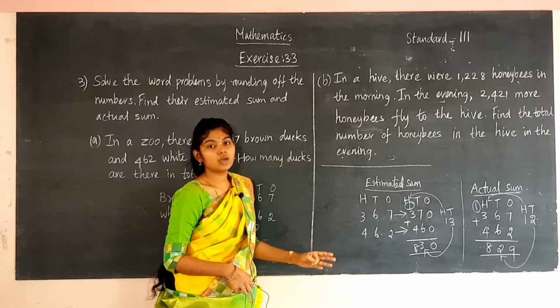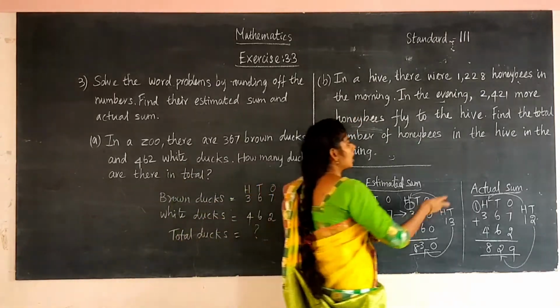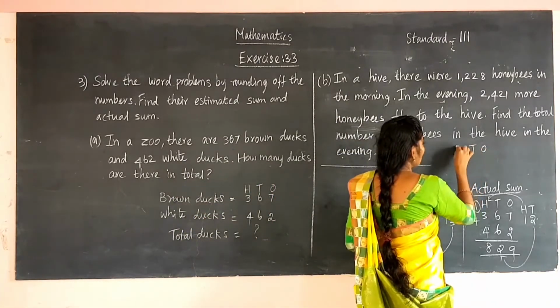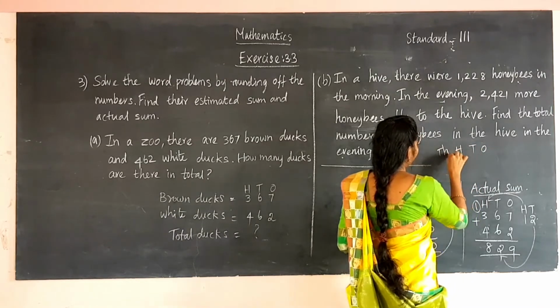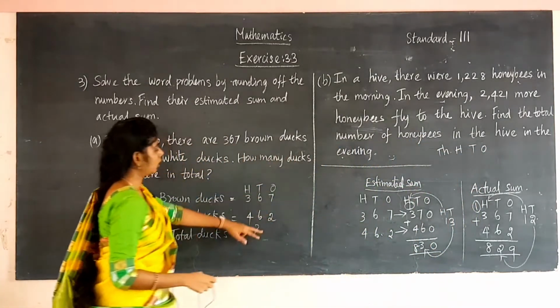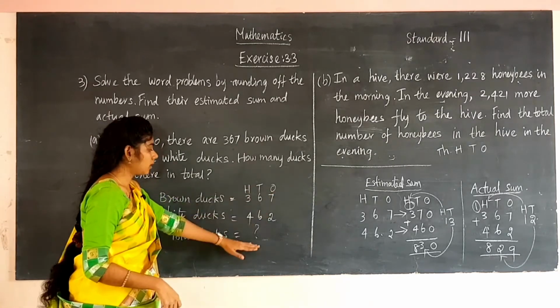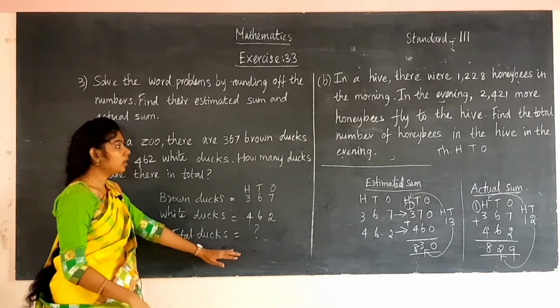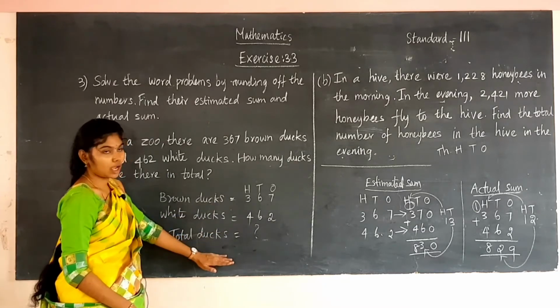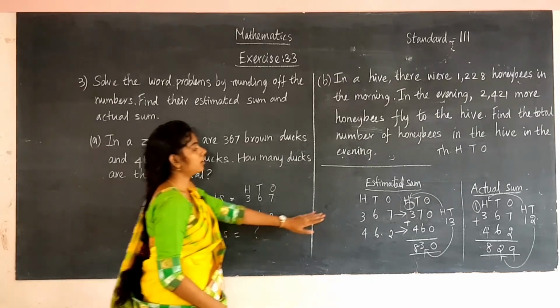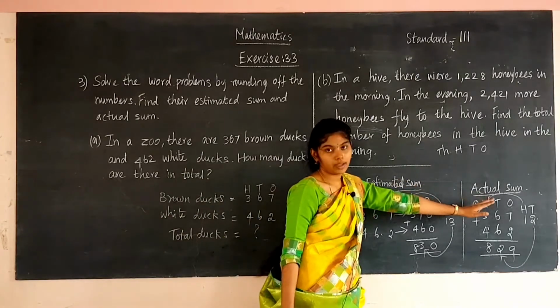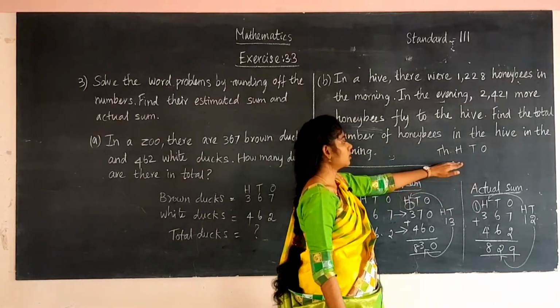Up to which places you have to write? Up to the thousands place you have to write: ones place, tens, hundreds and thousands. In the same way only, you have to fill it. No need to give place values for this. Just write the numbers as it is in the solution part: what is given and what we have to find. First we have to write this, then write the estimated sum and then find the actual sum. The same procedure for this sum also.